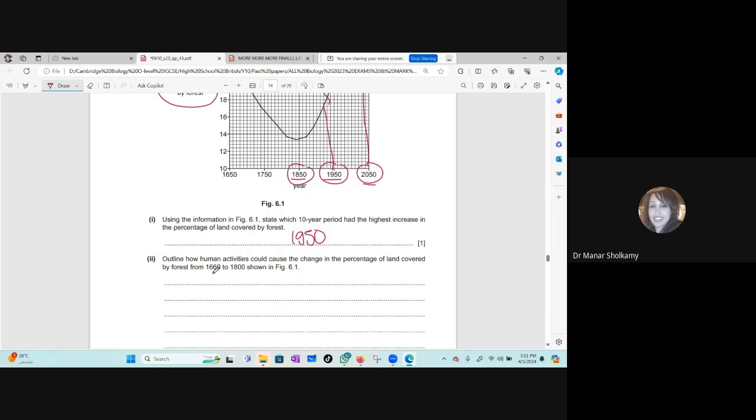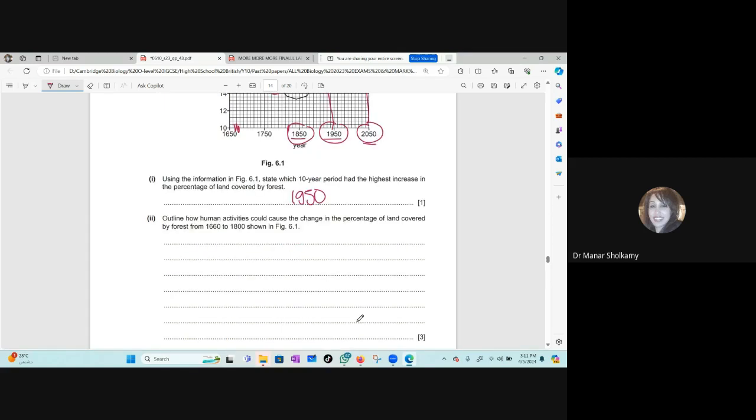Outline how human activities could cause the change in the percentage of land covered by forest from 1660 to 1800. Let's look at 1660. 1660 is somewhere here, to 1800 is somewhere here. There is a decrease. So what human activities can cause a decrease? Give me 3 activities. Building factories and homes, deforestation. Correct. Deforestation. I want to build homes, I want to build schools, factories. Very good. What else can I do to decrease the number of trees?